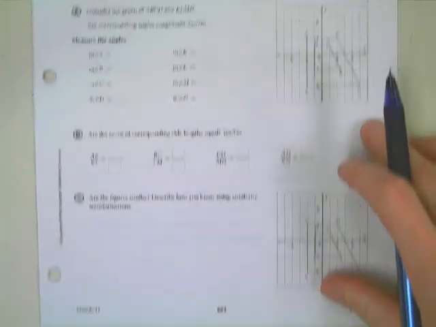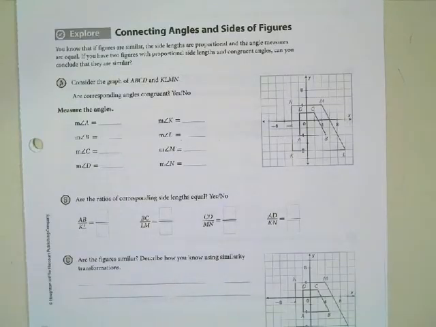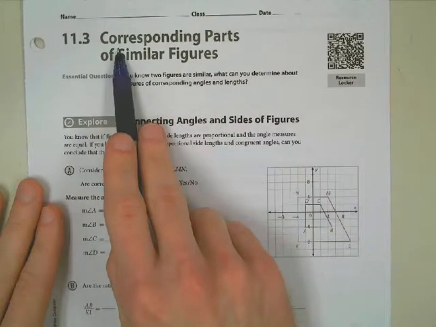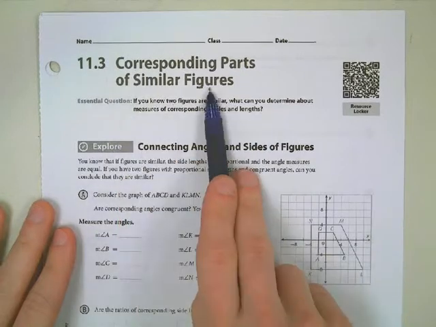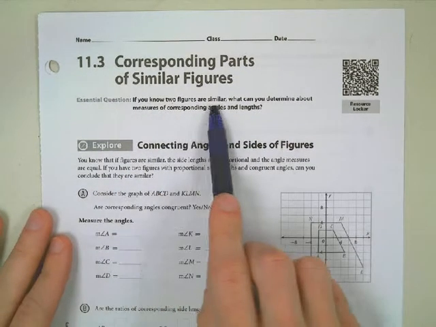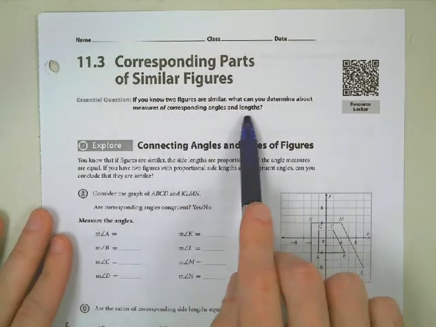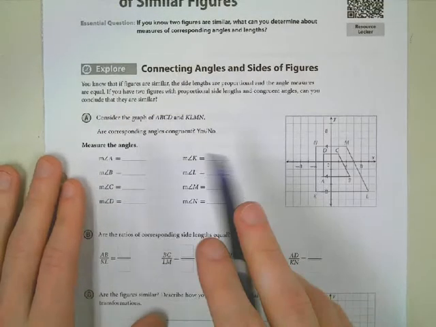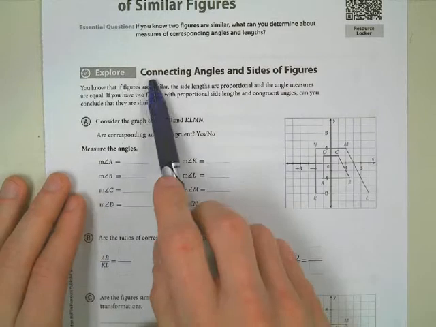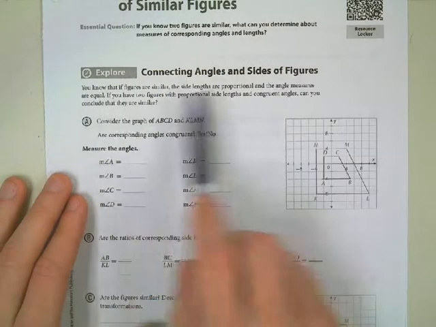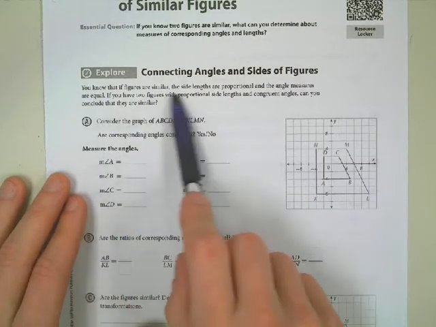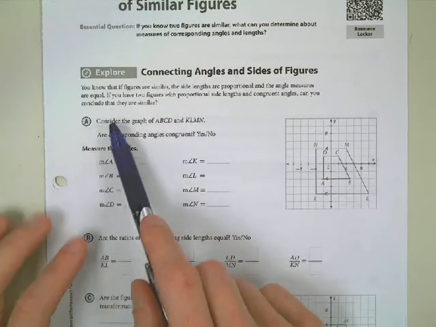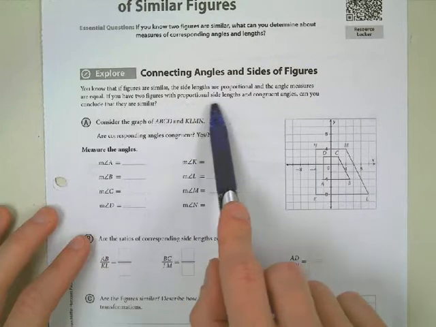Looking at this, the title of the section here is Corresponding Parts of Similar Figures. So if we know two figures are similar, what can you determine about measures of corresponding angles and lengths? That's what we want to try and figure out here. We're going to connect angles and sides of figures. We know that if figures are similar, the side lengths are proportional and the angle measures are equal, as we just talked about. If you have two figures with proportional side lengths and congruent angles, can you conclude that they are similar?